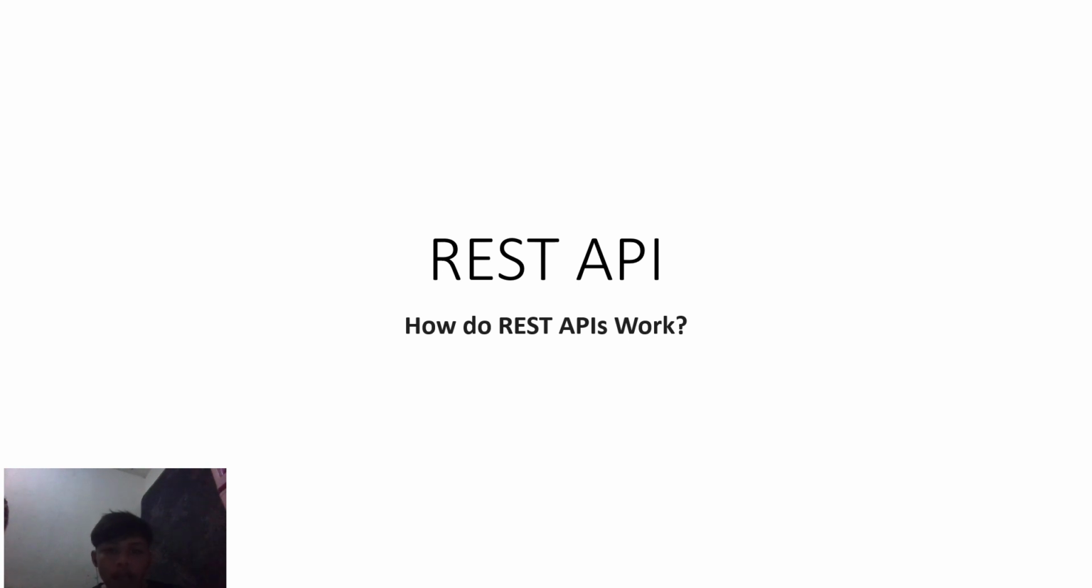When a client application makes a request to a REST API endpoint, it includes an HTTP method such as get, post, put, patch, or delete that specifies the type of operation it wants to perform on the resource. The request may also include additional parameters or data, such as query parameters or a request body. The server then processes the request and returns a response.